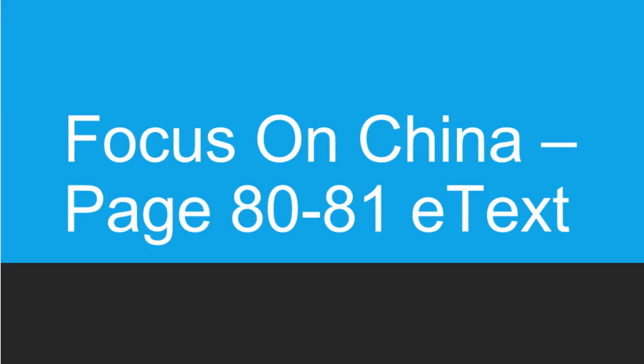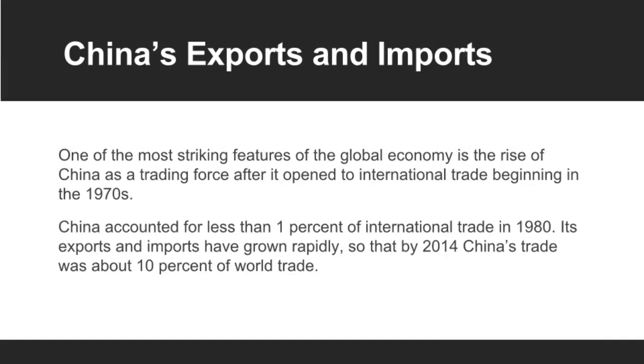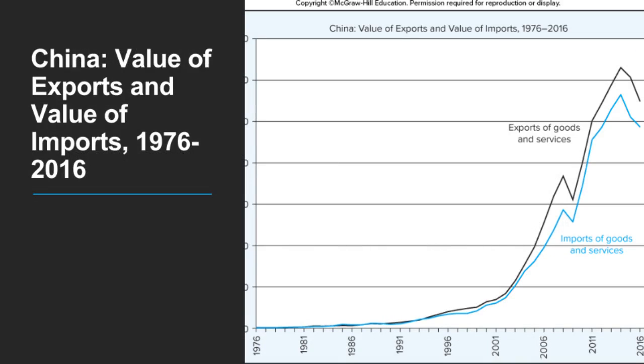Let's have a look at China's trade patterns, and the case study focus on China. China has been an interesting example which shows the growth of trade over the last decades. Its trade, only comprising 1% of world trade in 1980, flourished to reach a level of 10% in 2014. This graph clearly supports it by displaying China's exports and imports from 1976 to 2016.